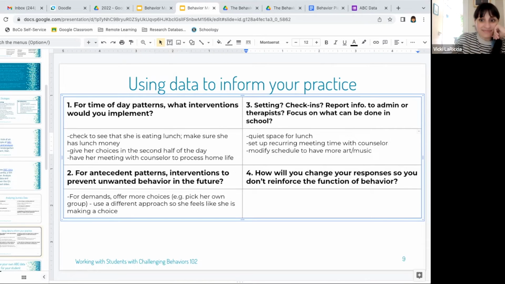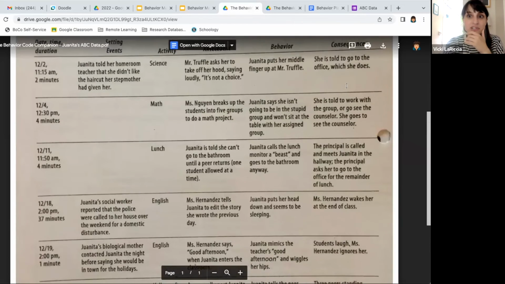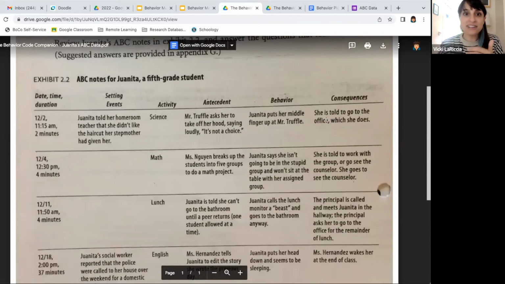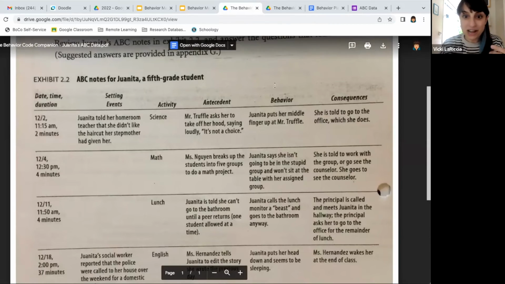We do not. So the last question about Juanita is, how will you change your responses? So if you're her teacher and you're interacting with her, how will you change your responses? So that's the consequence column. In these first four, the teachers were responding in a way that reinforces her behavior because they're letting her avoid the task. She's told to go to the office.